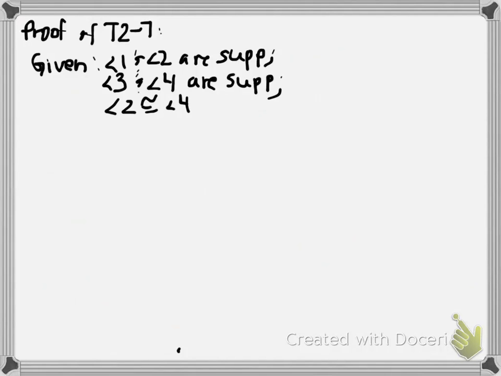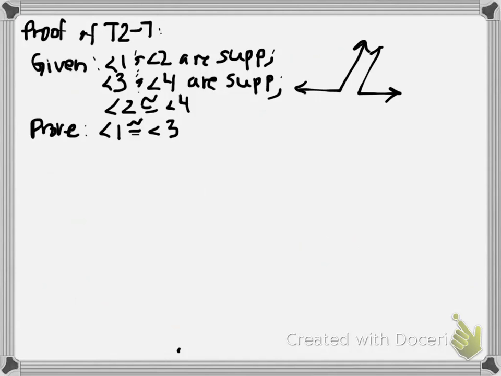So remember what our theorem says. If two angles are supplements of, in this case, congruent angles, so that's what we're given, our conclusion is those two angles would be congruent to each other. We'll prove that angle 1 is congruent to angle 3. So we're going to draw our diagrams. They're going to be given to us. So that's angle 1 and there's angle 2.